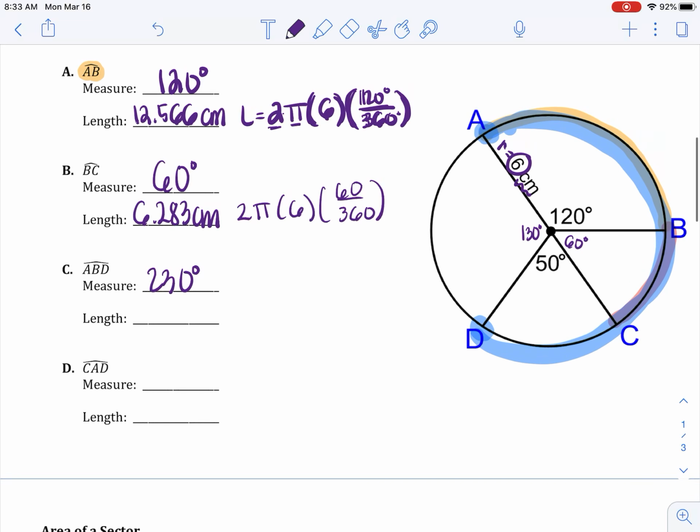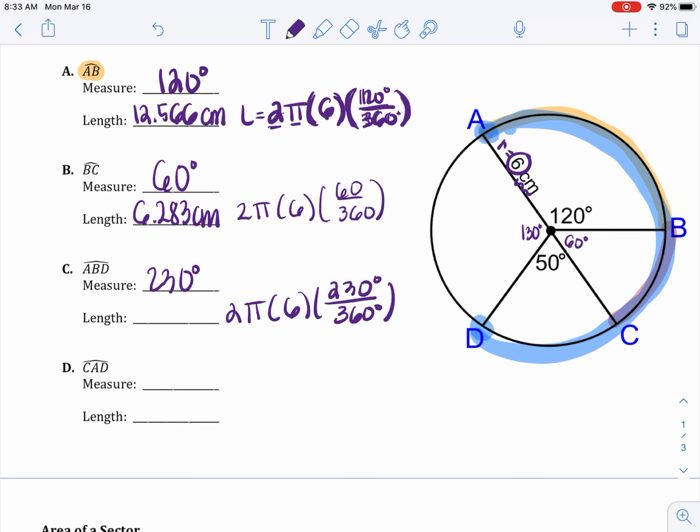Plug it into your formula. 2 times pi times 6 times 230 over 360. Plug that into your calculator, and you should get 24.086 centimeters. Go ahead and pause the video and try arc CAD.